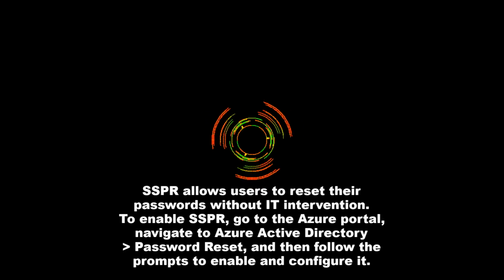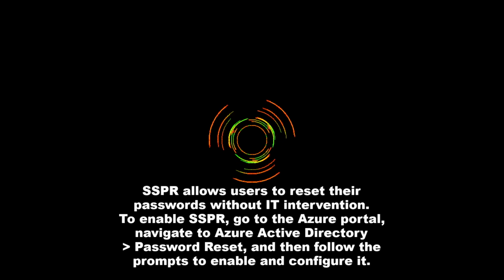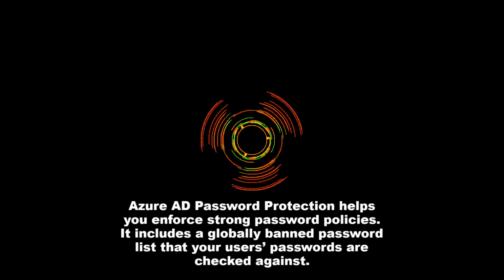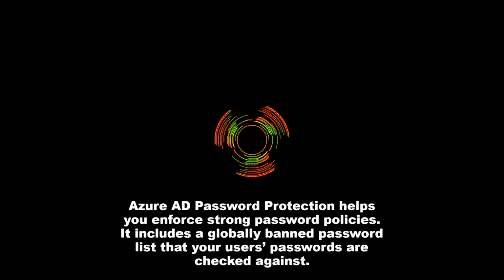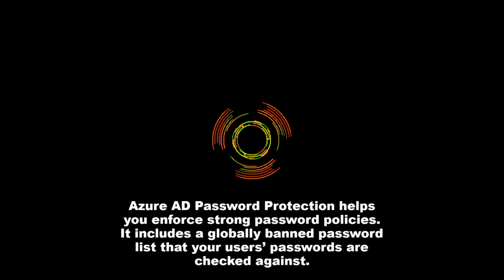Implementing and managing self-service password reset, SSPR. SSPR allows users to reset their passwords without IT intervention. To enable SSPR, go to the Azure portal, navigate to Azure Active Directory, password reset, and then follow the prompts to enable and configure it. Implementing and managing Azure AD password protection. Azure AD password protection helps you enforce strong password policies. It includes a globally banned password list that your users' passwords are checked against.